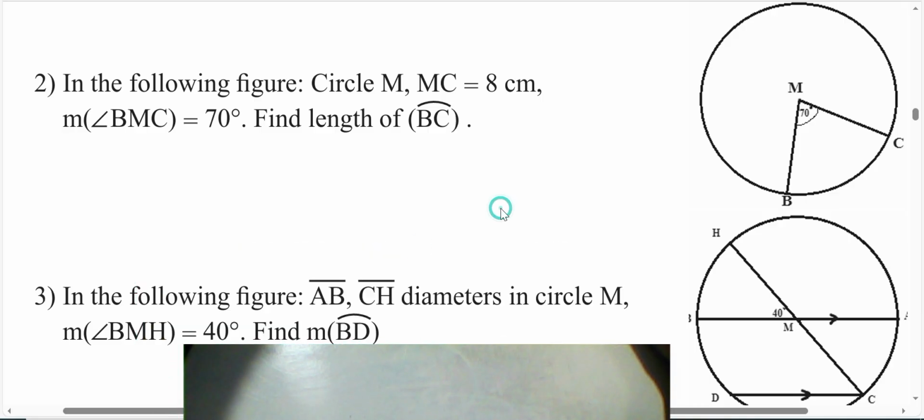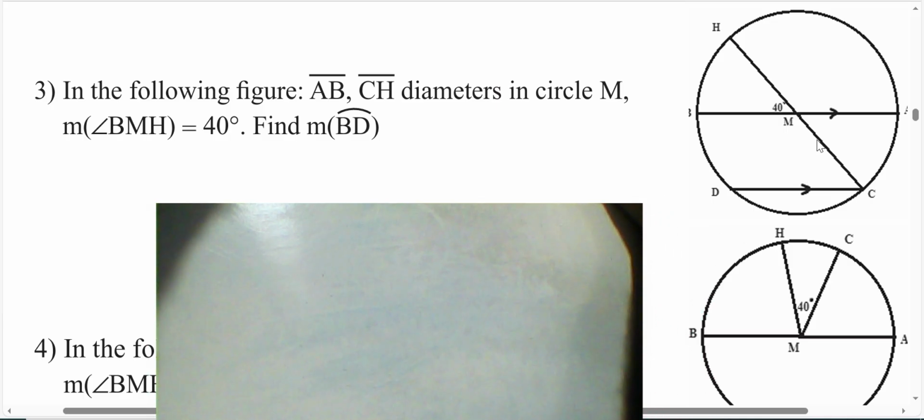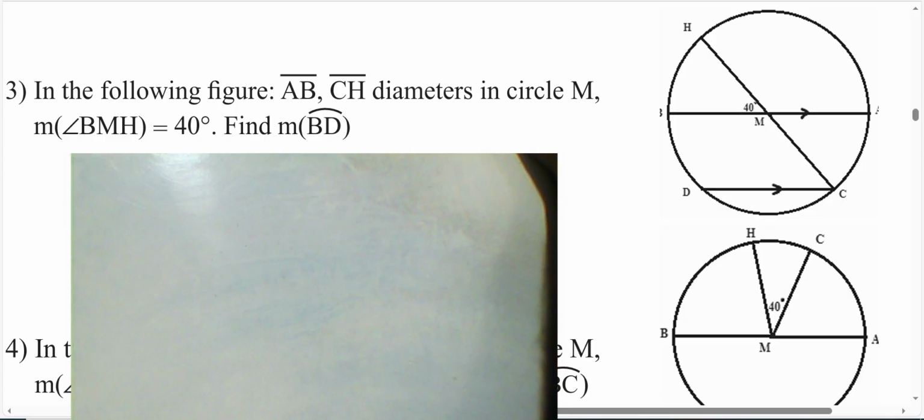In the following figure we have 2 diameters of a circle intersecting at point M. Find the measure of arc BD, this arc. Okay, he gives me the angle 40. We also have the angle here would be 40 degrees. He tells me AB and CD intersect.